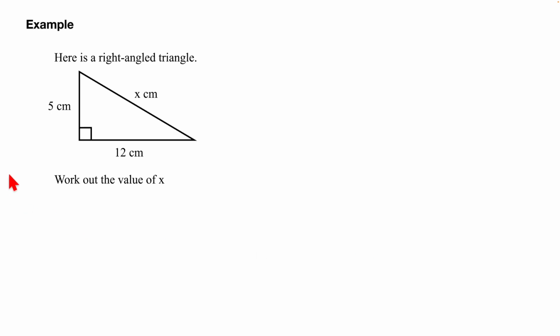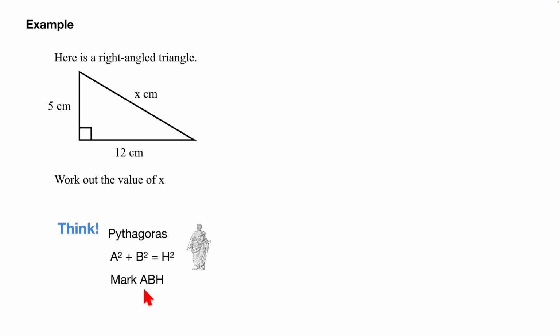Here's an example. Here's a right-angled triangle. We know that because it's in the question and it's got this little box. Work out the value of x. Well, obviously this is a Pythagoras question. Here's my old mate and here's his theory. A squared plus b squared equals h squared. We immediately label it A, B, H. H, A, B. We can barely go wrong now.